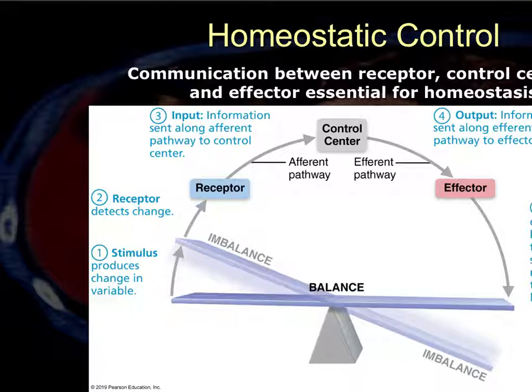Any questions about these general terms? You've got a stimulus, the receptor picks it up, sends the information through the afferent pathway to the control center, which sends it through an efferent pathway to the effector, and you get an effect. Questions? Okay. Let's then look at a specific example. Instead of saying stimulus, we're going to use an actual example. And our example is going to be body temperature.